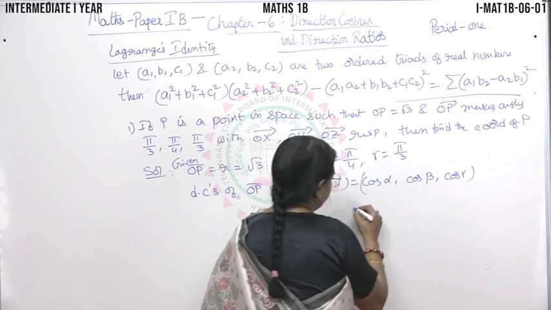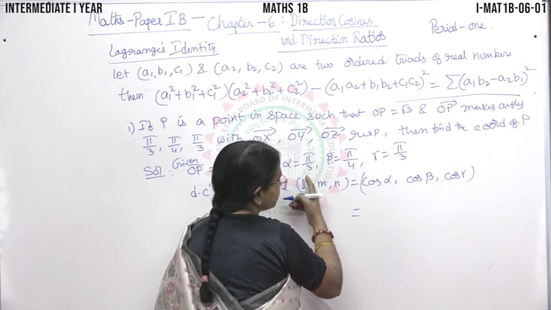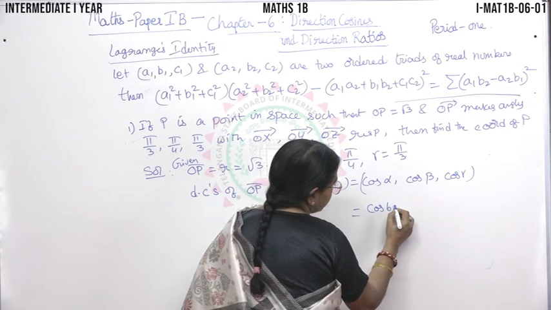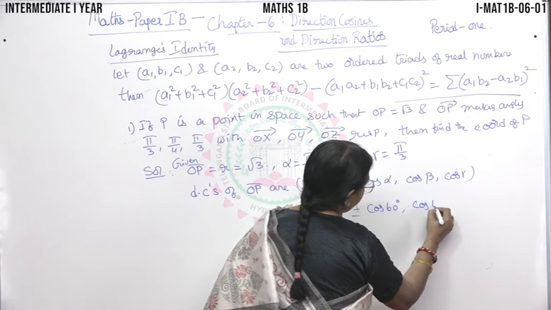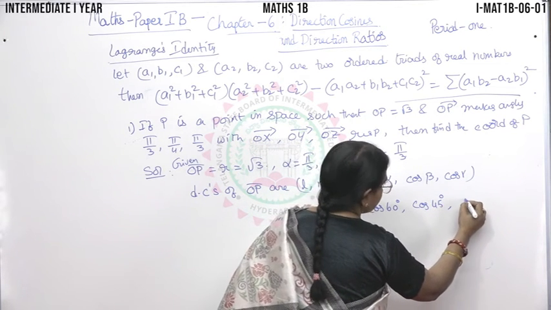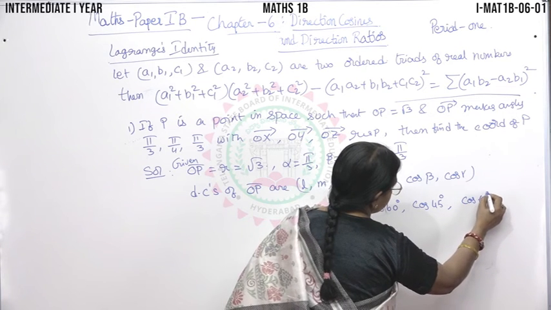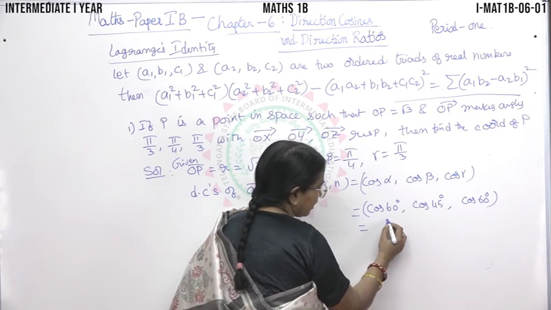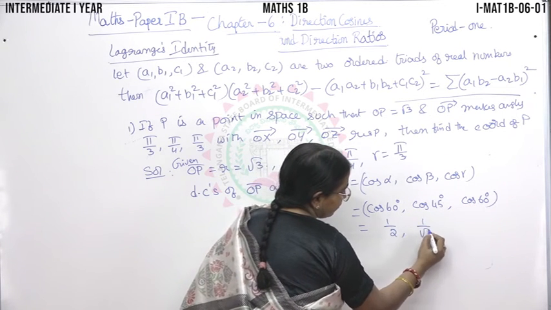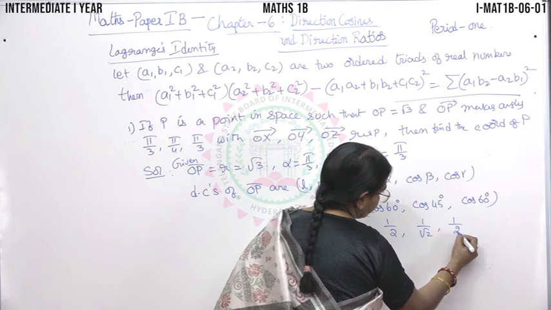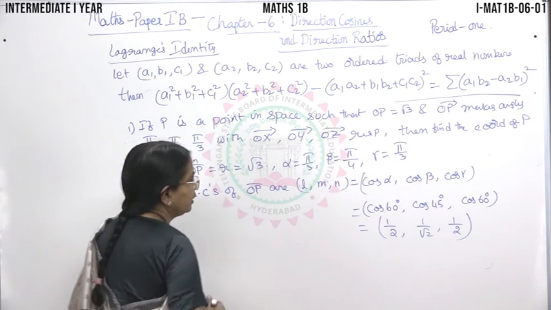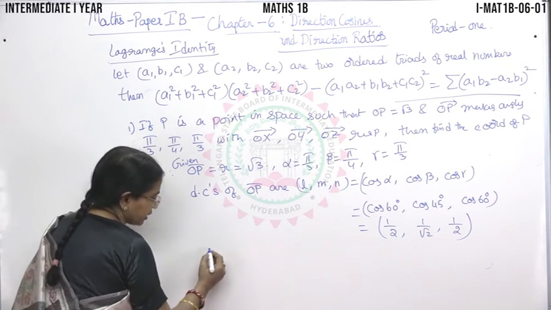So you just find out the values. Cos of 60 degrees. Pi by 3 means 60 degrees. This is cos of 45 degrees. And pi by 3 is again cos of 60 degrees. Cos 60 is sin 30, that is half. So this is half, 1 by root 2 and 1 by 2. So these are the values of direction cosines.